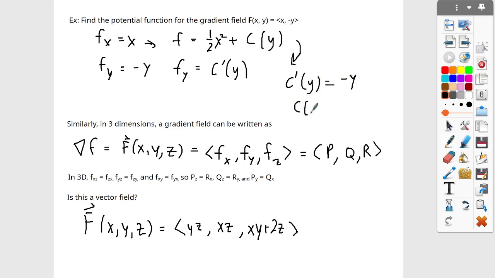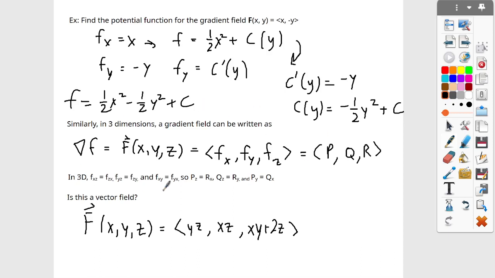So what's c of y? C of y now is negative 1/2 y squared plus c. And we've exhausted it because this is c of y only. There's no x stuff in it. It's negative 1/2 y squared plus c. So now we know that f is 1/2 x squared minus 1/2 y squared plus c. And that is the potential function for capital F of x, y.